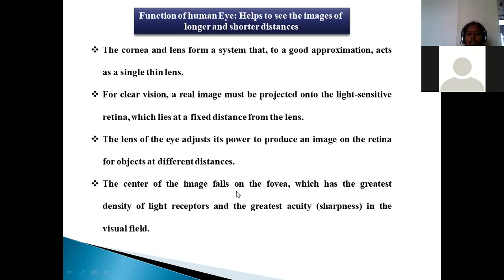Another point is that the center of the image falls on the fovea, which has the greatest density of light receptors and the greatest acuity in the visual field. Okay, so whatever image we are taking, that image first falls on the fovea. So in the eyeball, we have the part called the fovea, which is used to concentrate the light. The density of light will be enhanced, and its sharpness is also enhanced, right? So this is the process of visibility of the human eye.